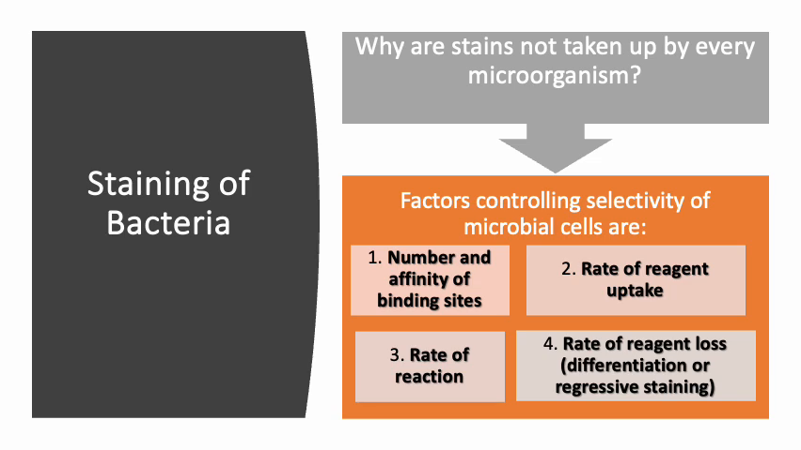Secondly, is the rate of reagent uptake. So there are different chemical properties of stains or dyes. So some dyes are water-based, others are alcohol-based, and the like. Now, these chemical properties of dyes must be in sync, so that the dye can be soluble in the structure of the bacteria that you are staining. So the rate of reagent uptake is very crucial in the selectivity of the microbial cells to stain.